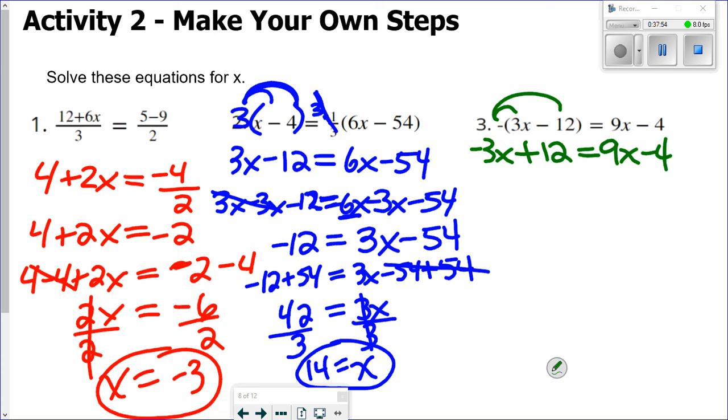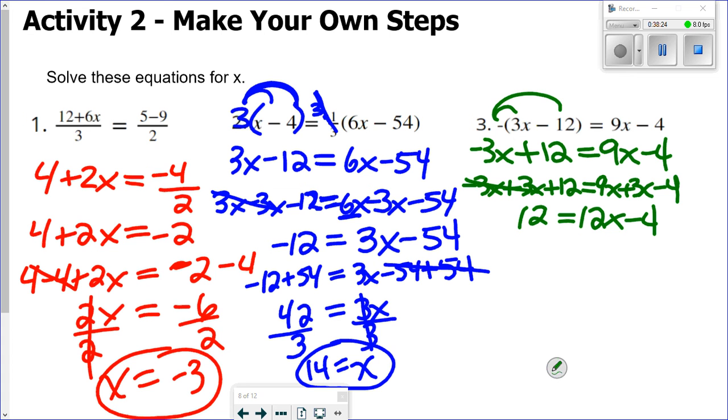At this point, if I wanted to combine my x terms and eliminate the negative 3x from the left side, I would do the inverse and I would add 3x. I also know whatever I do to the left, I need to balance my equation and do it to the right. So I'm going to add 3x to the right side as well. I get my 0 pair on the left, and 9x plus 3x gives us 12x.